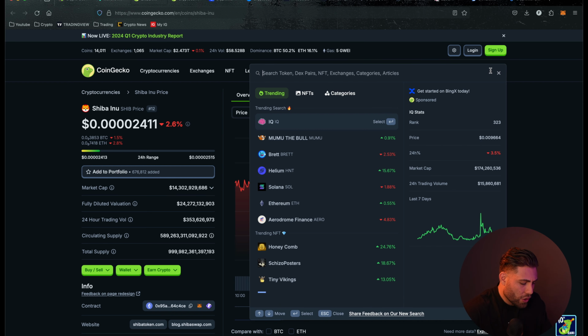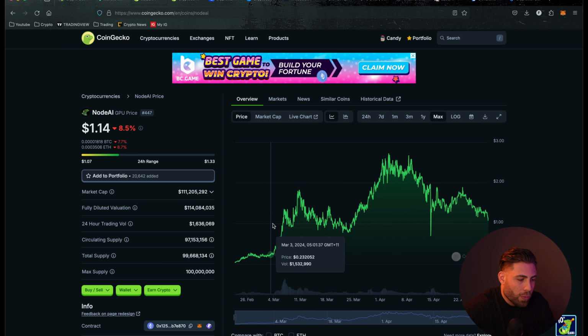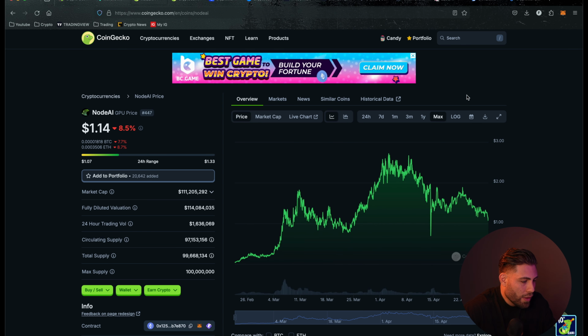If someone gives me a coin, again, we'll look at GPU. The first thing you see is your price. You can see how much is down for the day. You can go to max to see the full performance of the coin since inception. You can even change from price to market cap. Then you can come down.